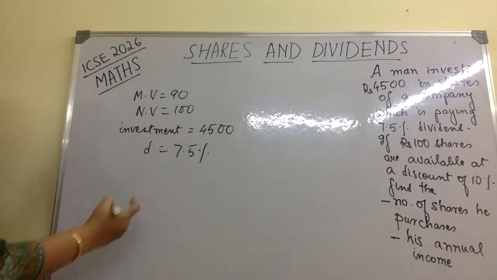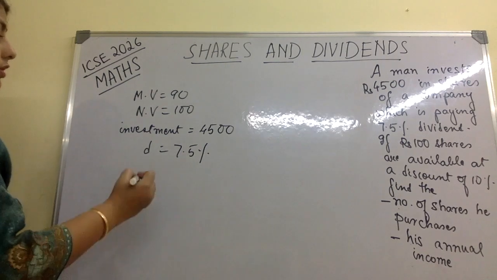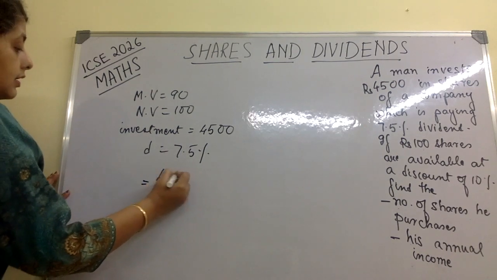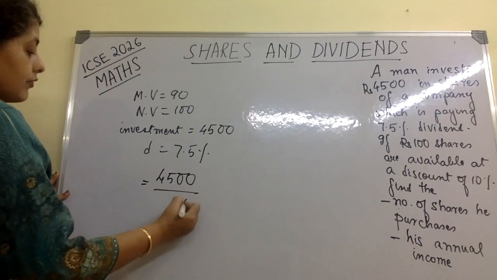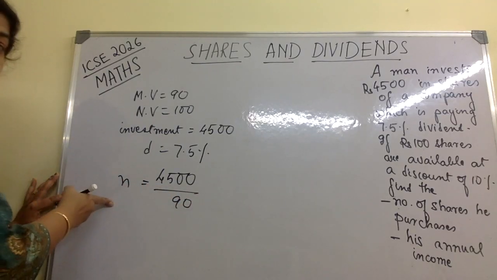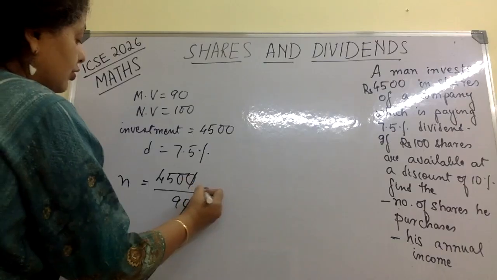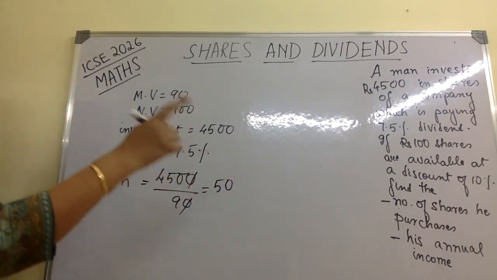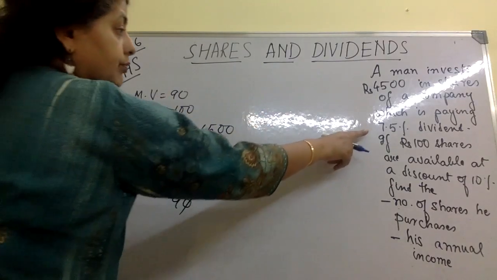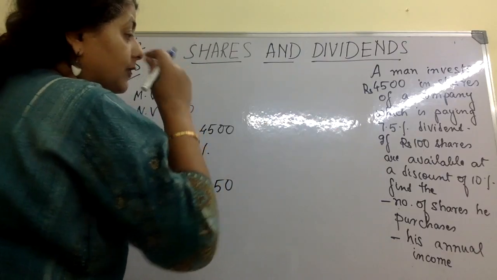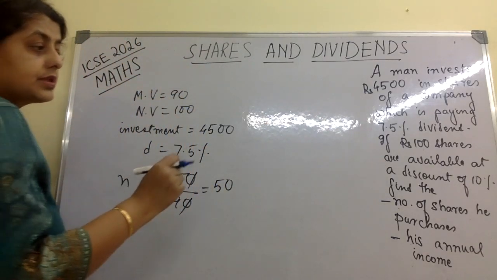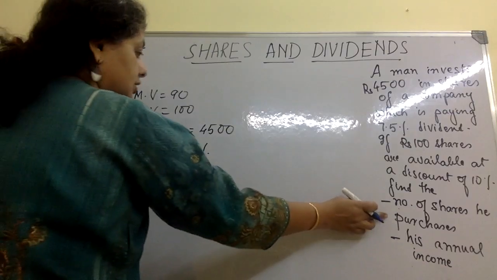Man invests 4,500. So 4,500 divided by the market value of one share is equal to the number of shares. Okay, so here how many? 50 shares. He has bought 50 shares, which is paying 7.5% dividend, available at a discount of 10%. Now number of shares he purchases, this is already found.